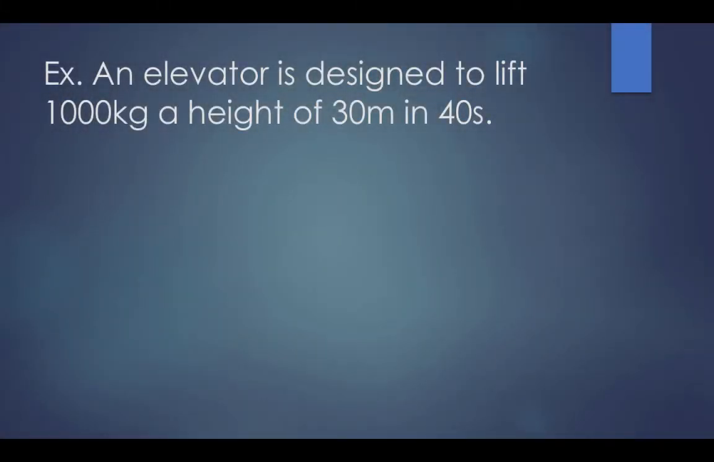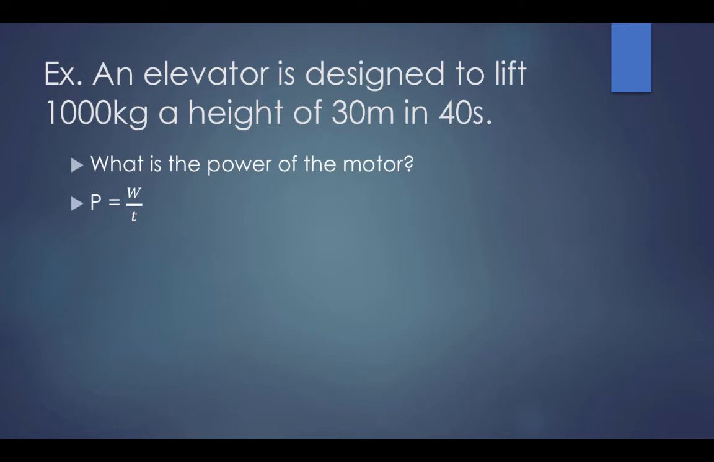Here we have an example of an elevator lifting 1,000 kilograms a height of 30 meters in 40 seconds. What is the power of the motor doing the work? Power equals work divided by time. Work in this case is equal to change in potential energy based on the work-energy principle, which is final potential energy minus initial potential energy.